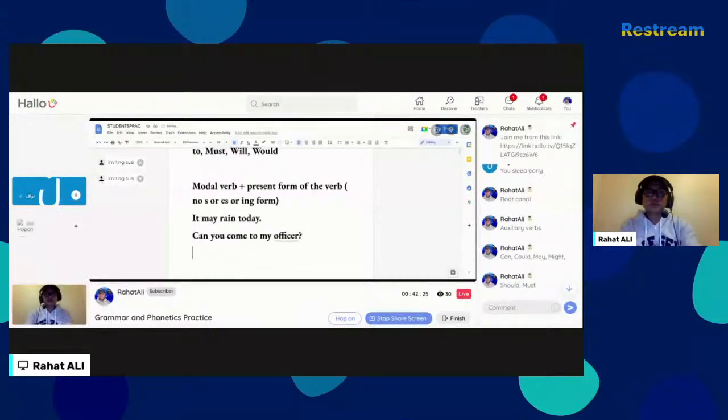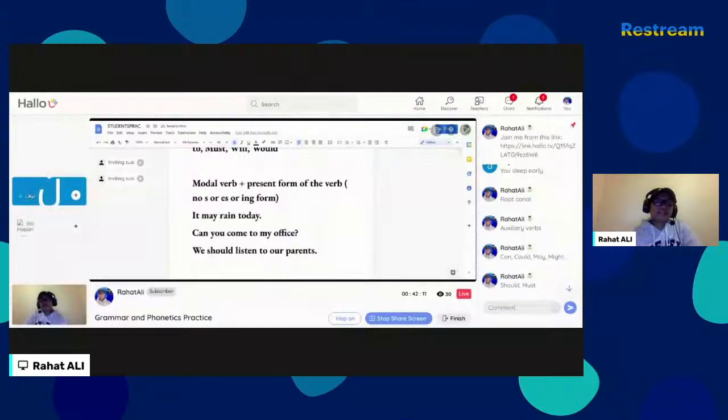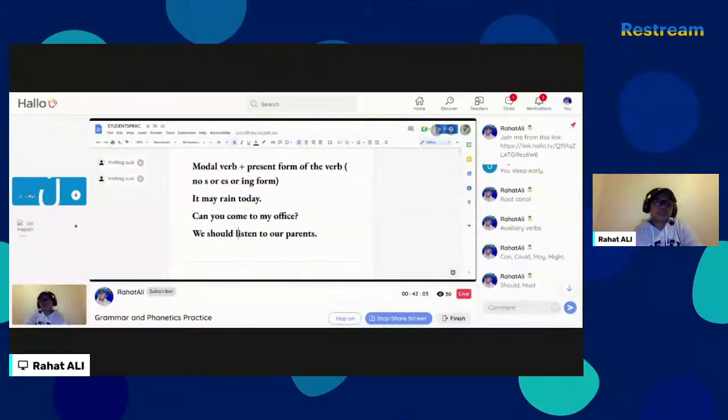We should listen to our parents. You see, after may, we have used the main form rain, no s or es. Can you come? No s or es. We should listen to our parents. After should, we have used listen, no s or es. Okay, that is the amazing part of the modal verbs, Susie. Yes, teacher. All right, so is it clear? Always use the verb one, teacher. Always, yeah. Would you like to give an example from your side?